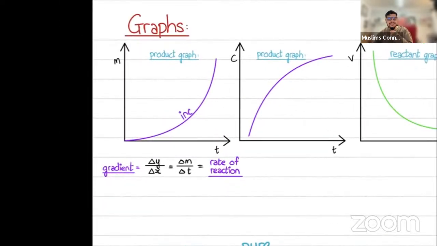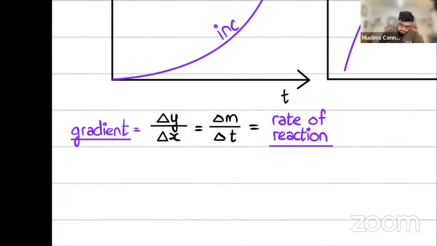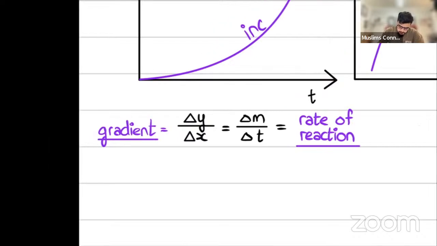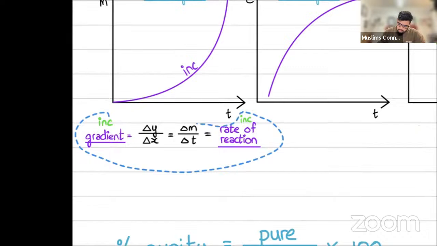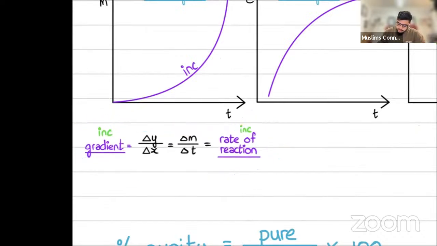Okay, and if the gradient is increasing, that would result, of course, in an increasing rate of reaction, meaning the rate at which this product is being created is increasing. If the gradient is decreasing, then of course it would result in a decreasing rate of reaction.